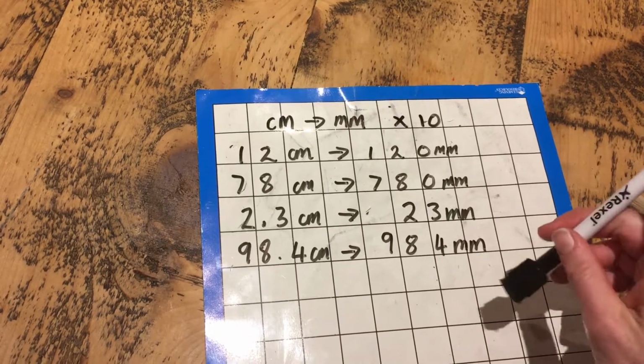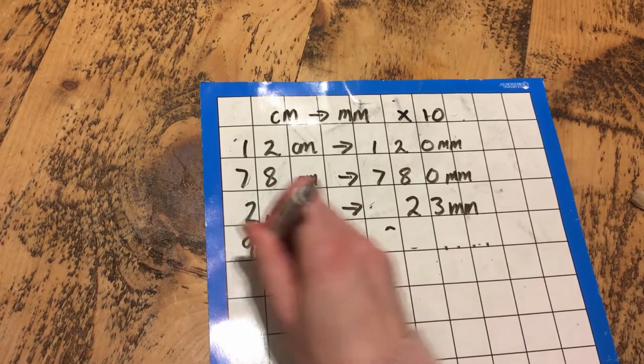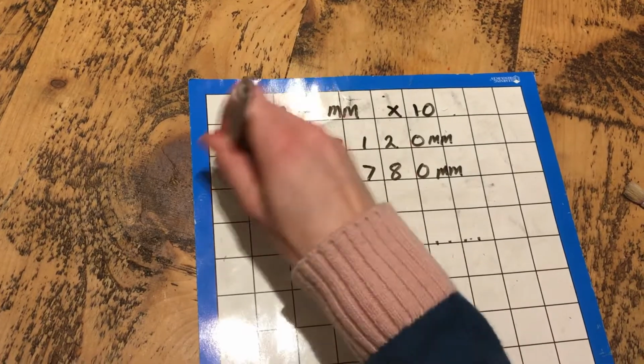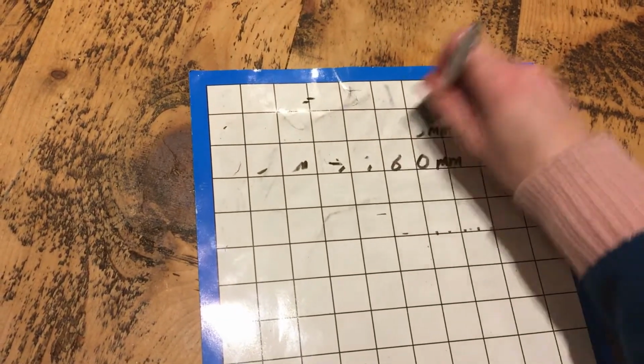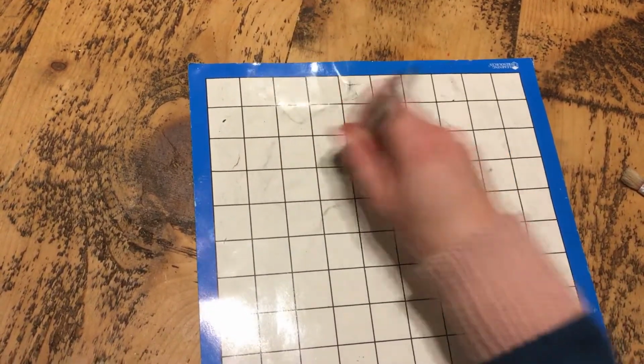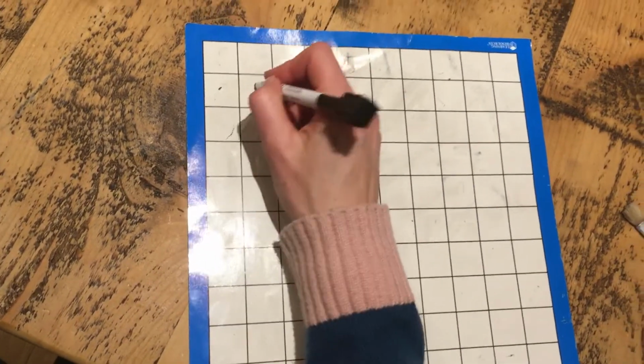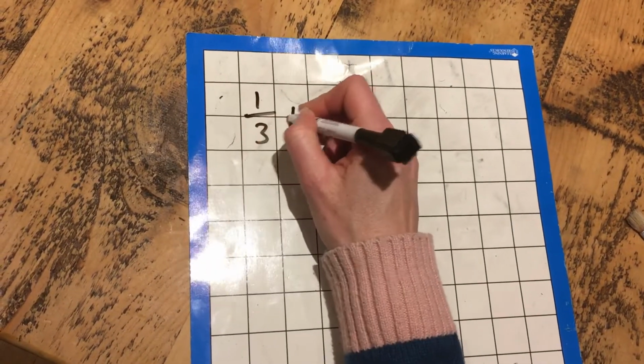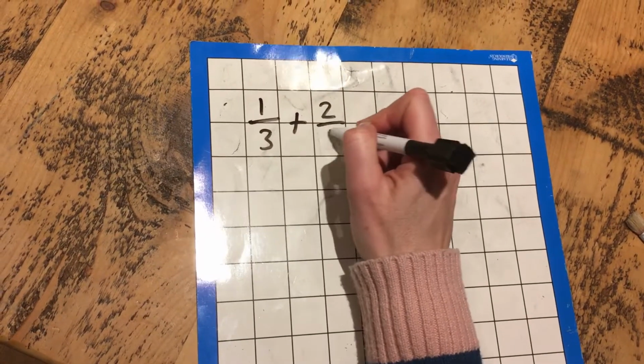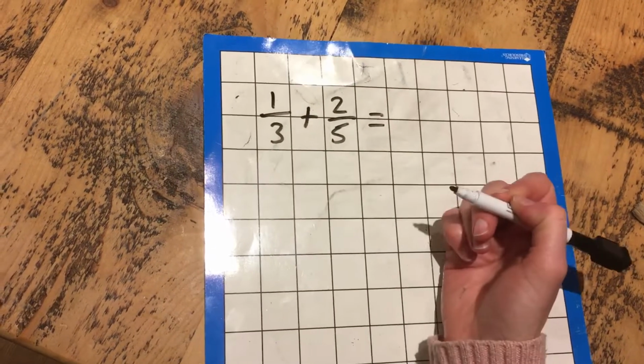Okay, we're going to move on to fractions. Lots of you have been messaging me to say that you're really starting to get the hang of fractions now, which is brilliant. So I'm going to step it up slightly today. We're going to say 1/3 plus 2/5 to start with. Nice easy one.